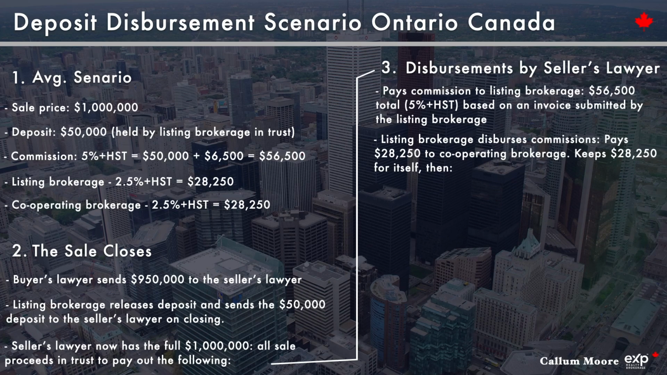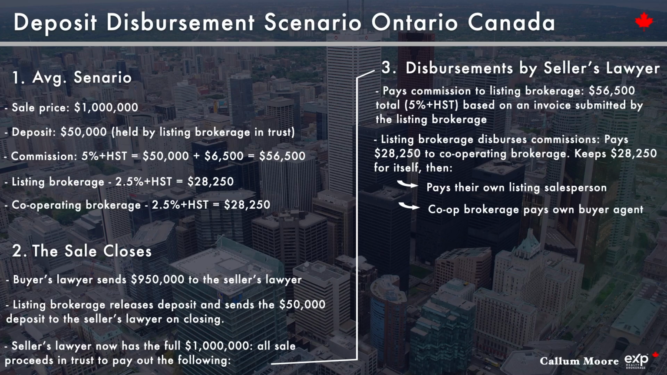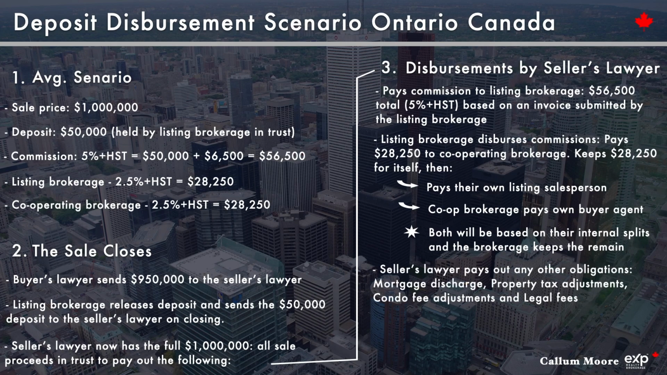It keeps its $28,250 for itself, then pays their own listing salesperson. The cooperating brokerage pays their own buyer agent, and both will be based off their internal splits, and the brokerage keeps the remainder. Third, to finish this out, the seller pays out any other obligations such as mortgage discharge, property tax adjustments, condo fees adjustments if applicable, and legal fees.